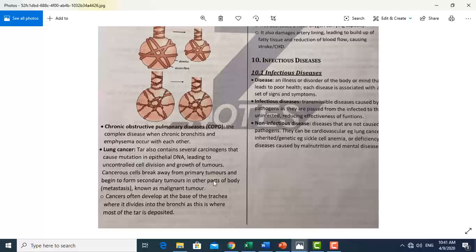A malignant tumor is the severe and bad type of tumor or cancer. Cancers often develop at the base of the trachea, where it divides into the bronchi, as this is where most of the tar is deposited.